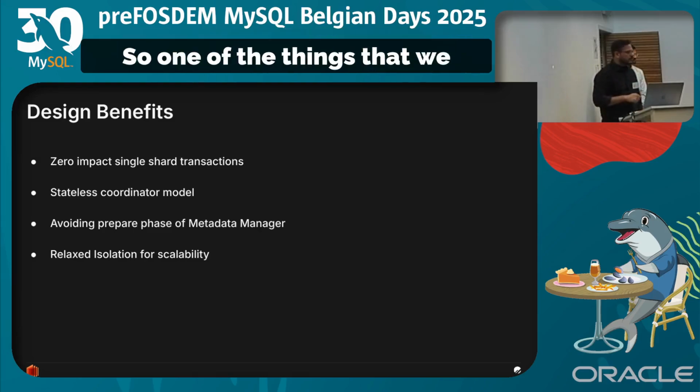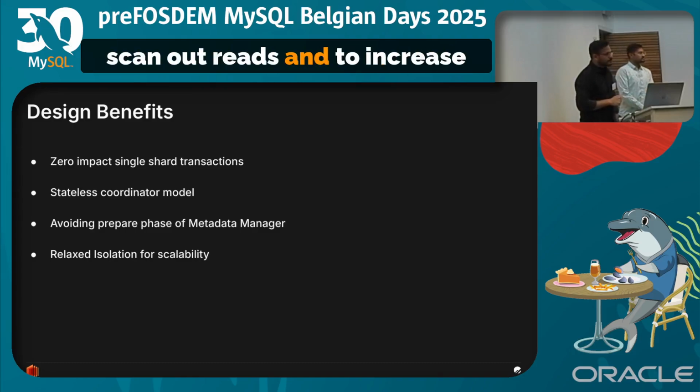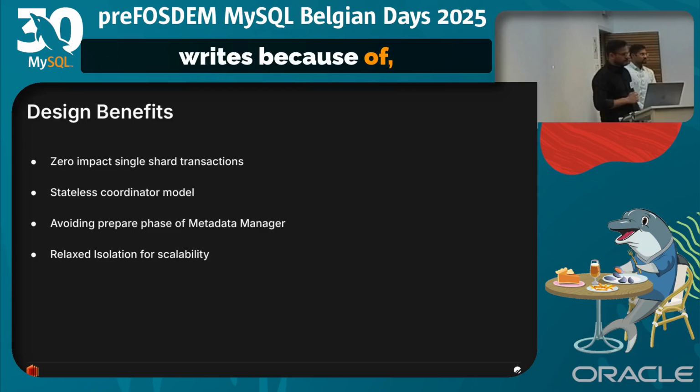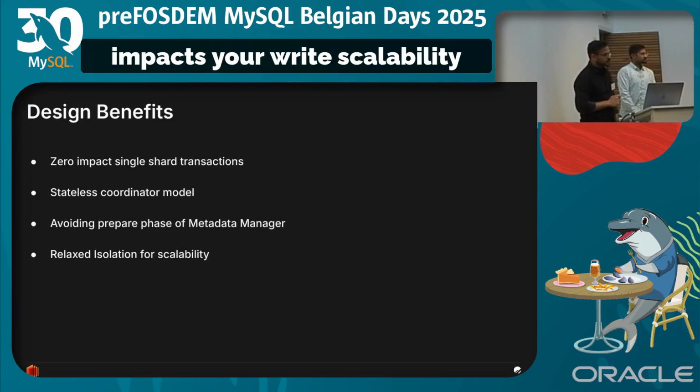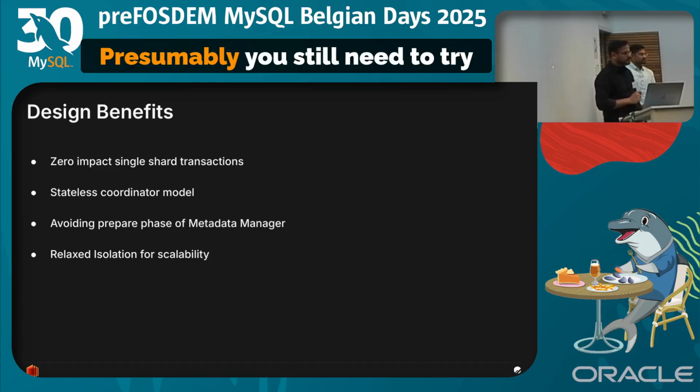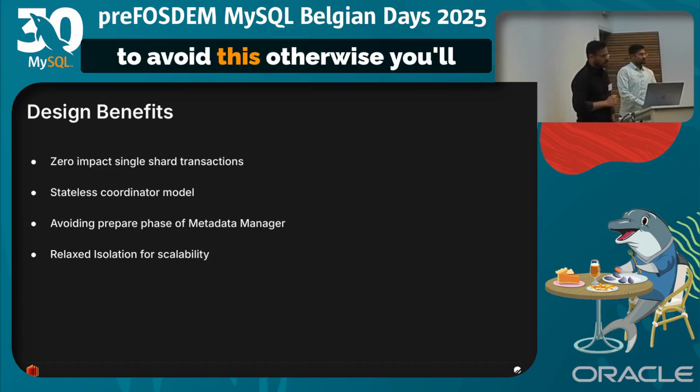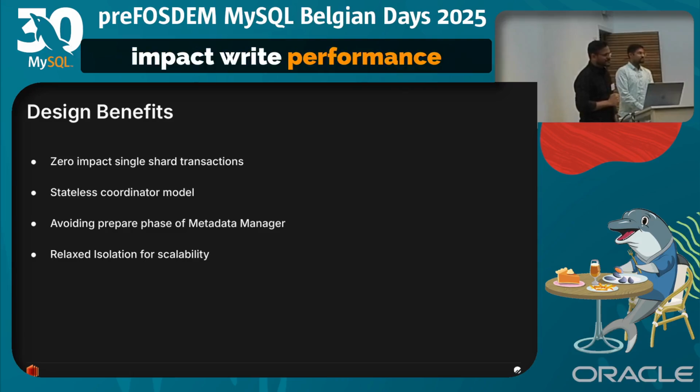Yeah. So one of the things Vitess was built for is to help scale out reads, and also to increase your data set sizes. If you do cross shard writes, presumably that also impacts your write scalability, because you're adding extra writes over to all the shards. So presumably you still need to try to avoid this, otherwise you'll impact write performance heavily.